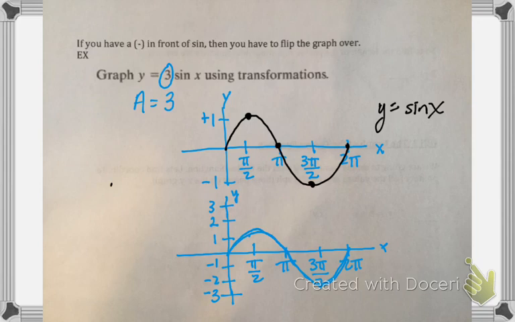All right, if I apply the transformation, now I have to deal with the amplitude. Once again, I'm telling you that you multiply everything by 3. So 0 times 3 is 0, right? 1 times 3 gives me a +3. 0 times 3 is 0. So right now I have this graph so far.